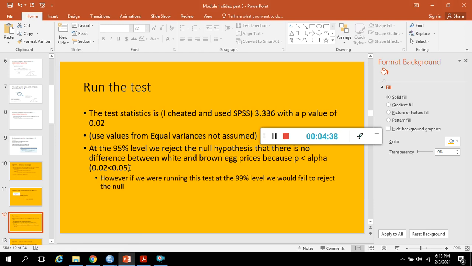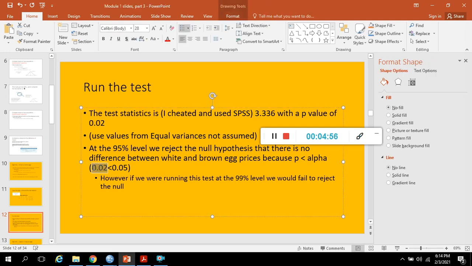Brown eggs are costing more than white eggs. And so there is a significant difference between the means of the populations in terms of the different colored eggs. I do make a note that if we were running this at a 99% level, we would end up with a p-value that was not significant, because 0.01 is less than 0.02, and that would be a fail to reject the null. Just make a note of that because we're looking at different tests and different levels.